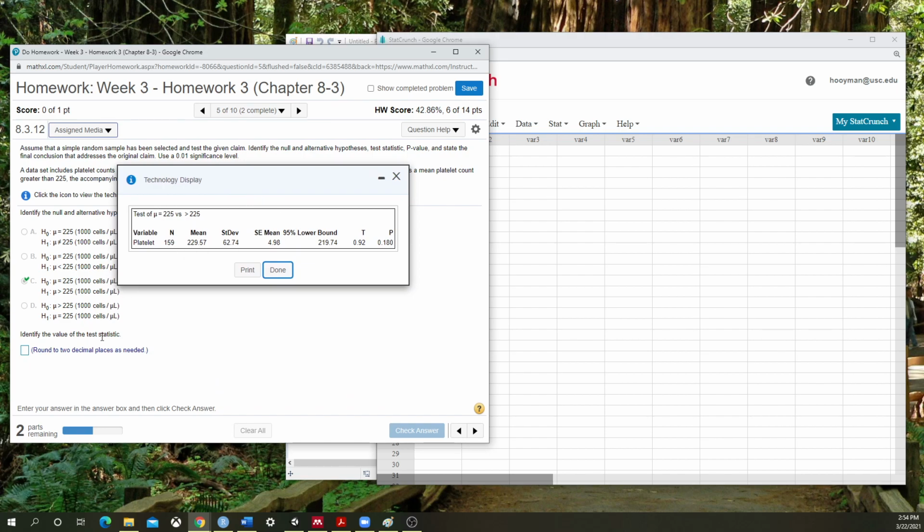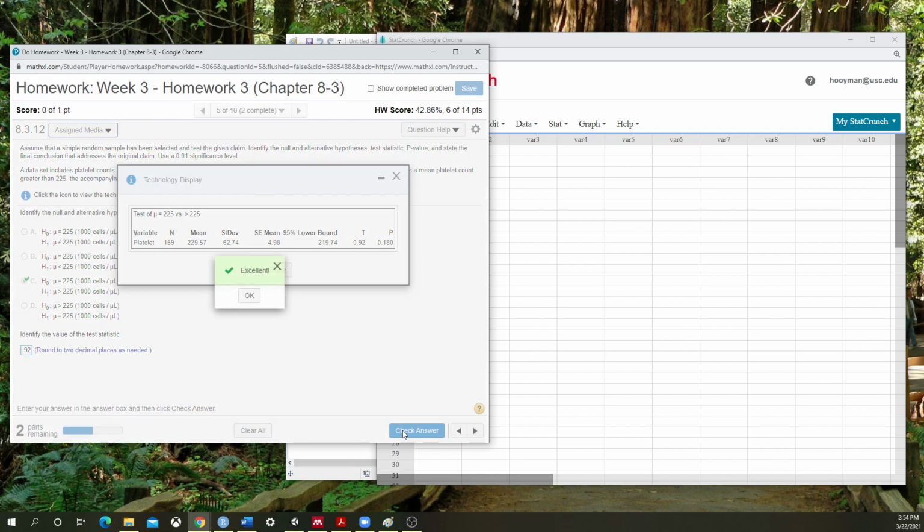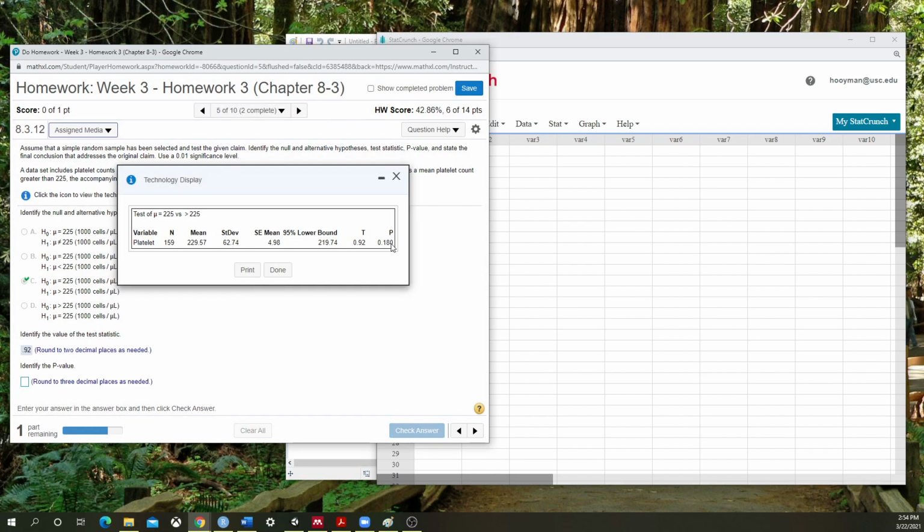So identify the value of the test statistic. We know that this was a t-test. Here's the t. Here's the test statistic, 0.92. Easy. Check answer. Good. Now I'm going to identify the p-value, p.18.